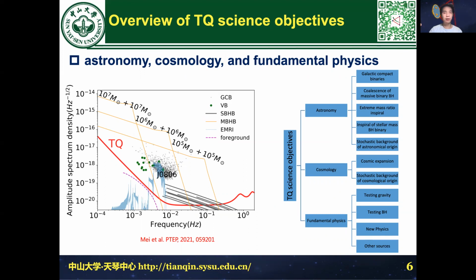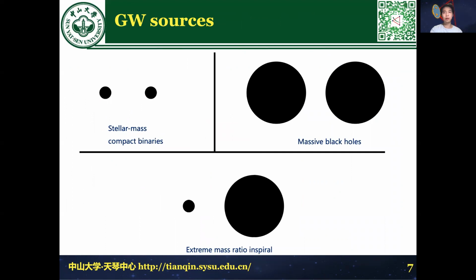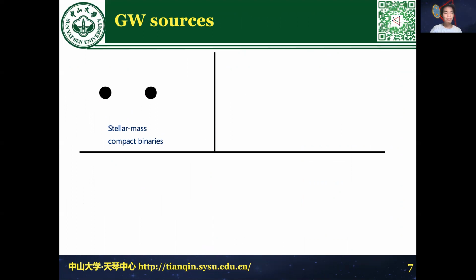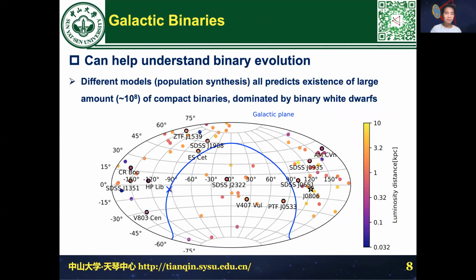We can list all these possible different sources with TianQin and all the interesting science we can do with these detections. And for the possible sources, they are actually not very complicated. We can only expect to see several different kinds of binaries. Basically, they are two small objects, or two big objects, or one small and one big. Let's look at the two smaller ones first. These are the stellar mass compact binaries, which can be binary white dwarf systems or binary stellar mass black hole binaries.